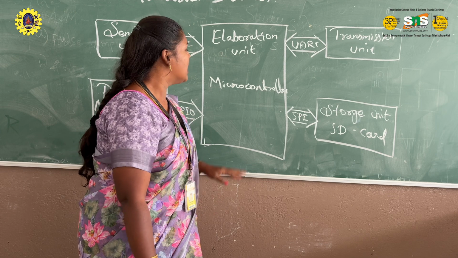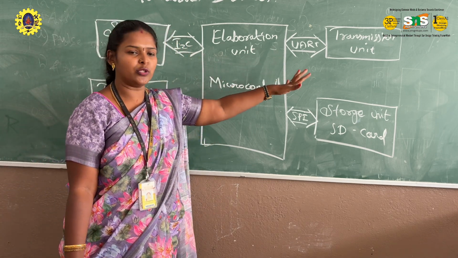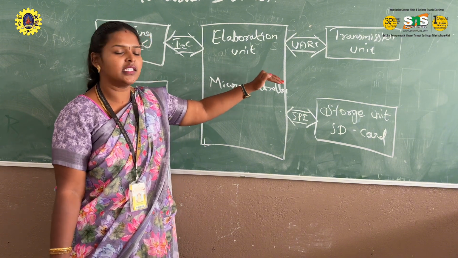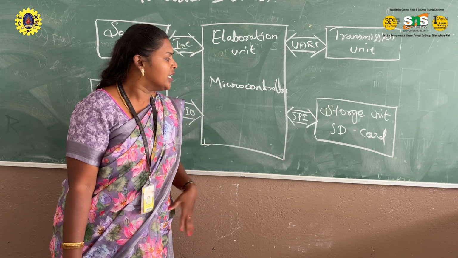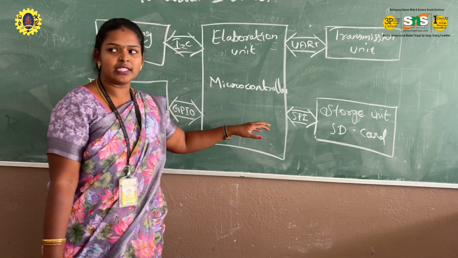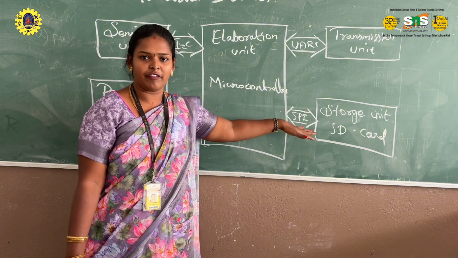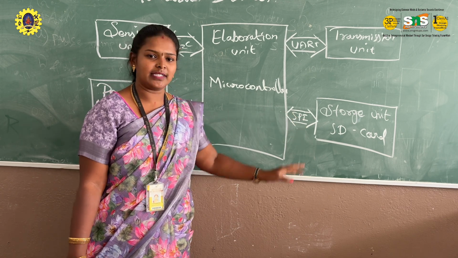After processing, the signal is transferred to the Bluetooth module through UART. UART means universal asynchronous receiver and transmitter. Next is the storage unit. The signal is stored to the SD card through SPI. SPI means Serial Peripheral Interface protocol, a high-speed synchronous protocol.